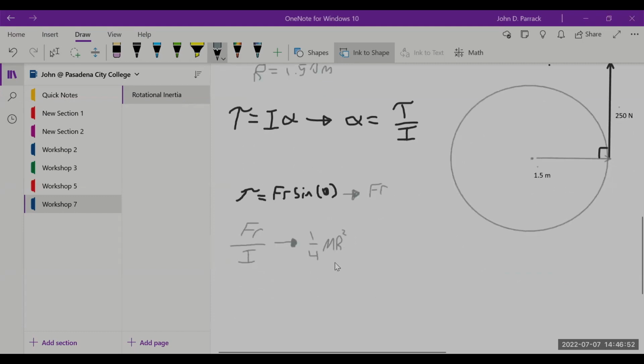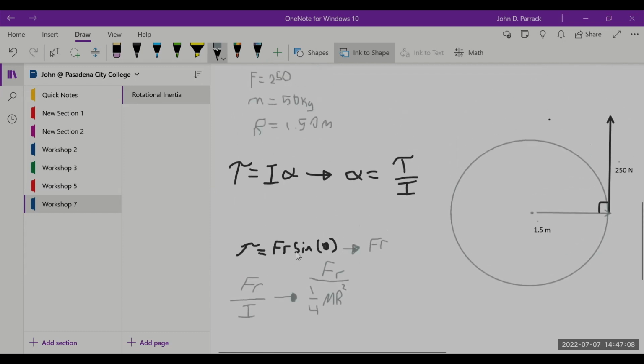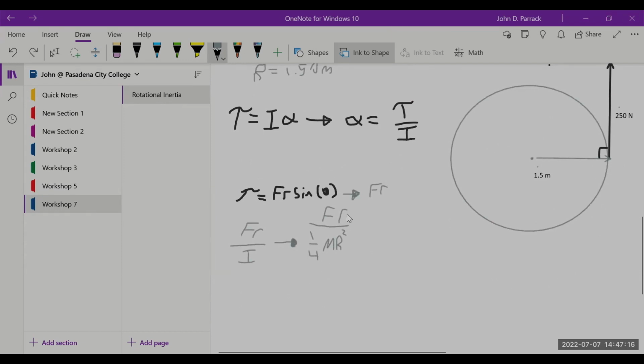Let us see. All right. So this is I. So we can turn this into FR over 1/4 mr squared. Now this R from FR sine theta, what is that value? It's 1.5 meters, the value of big R, the full radius. So I think we can simplify this a little bit. You guys okay if I put this 4 on top? Dividing by 1/4 is the same thing as multiplying times 4.